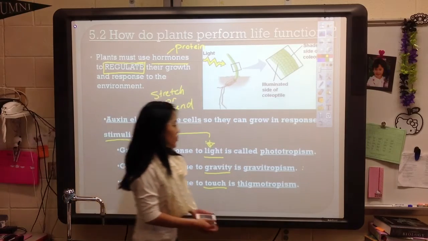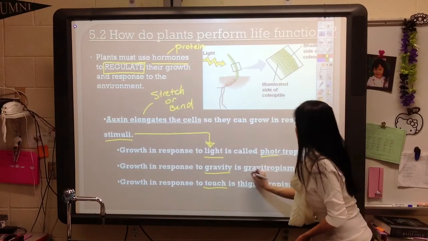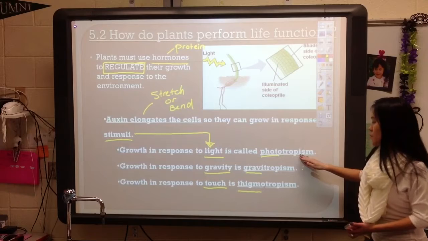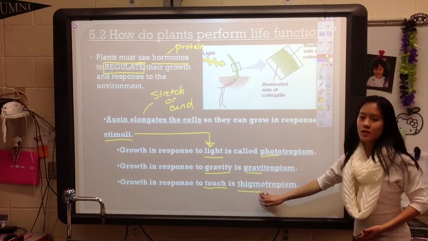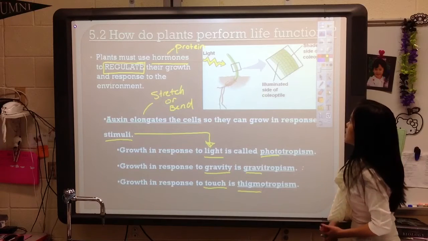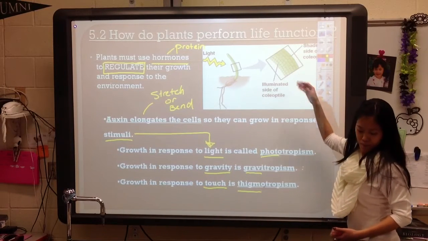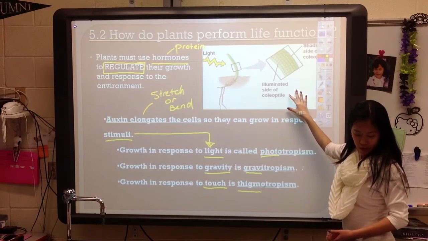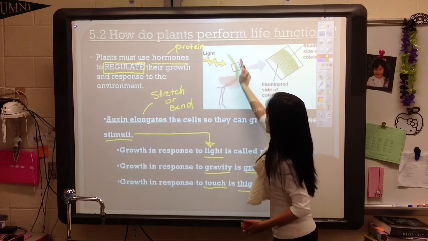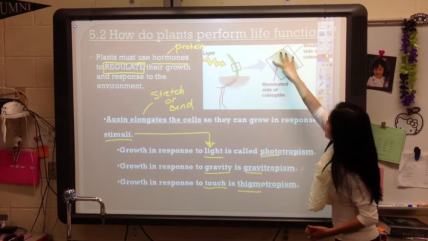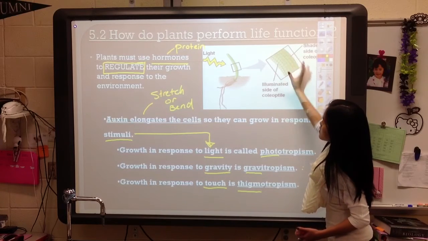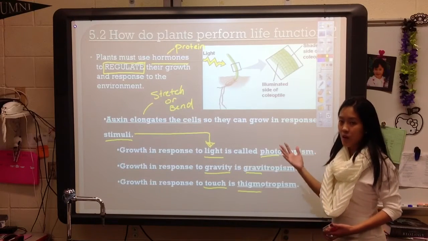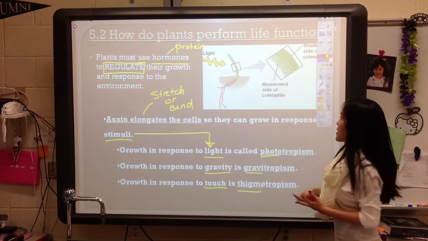Okay? So tropism here, we'll notice that photo, gravity, and thigmo, light, gravity, touch. And this is the plant's reaction to those three stimuli, okay, to the stimulus. So if you're looking at this first picture here, you actually have it on your notes as well. You have some light. The plant is bending towards the light. And here they're actually showing you that auxin is being produced to allow those plant cells to stretch and bend. Otherwise, that cell wall that's very rigid wouldn't allow them to bend and stretch.